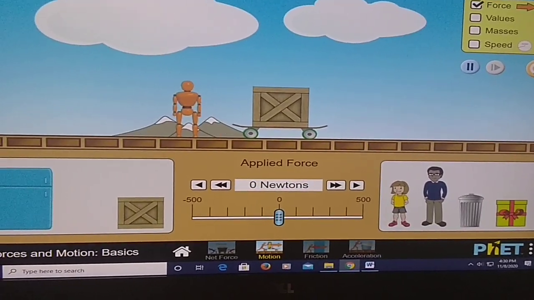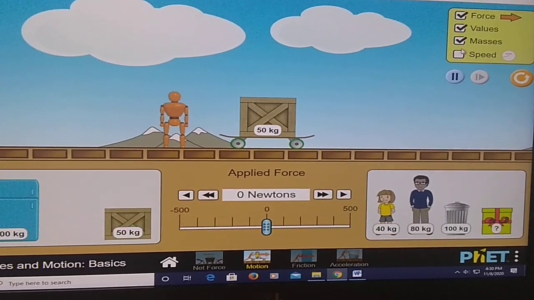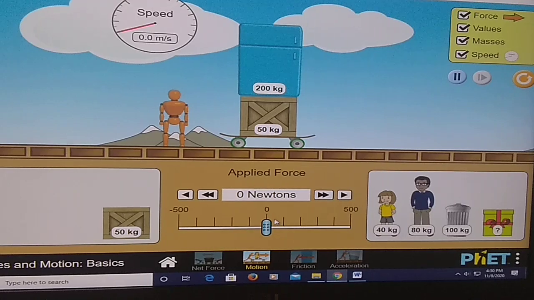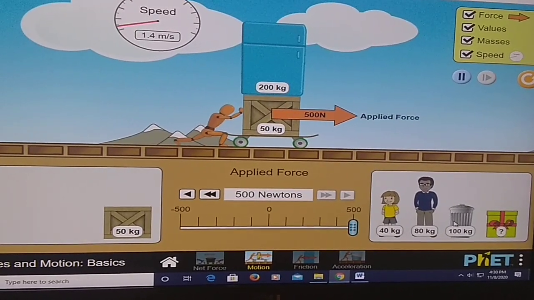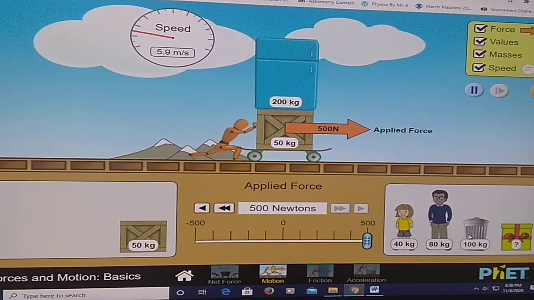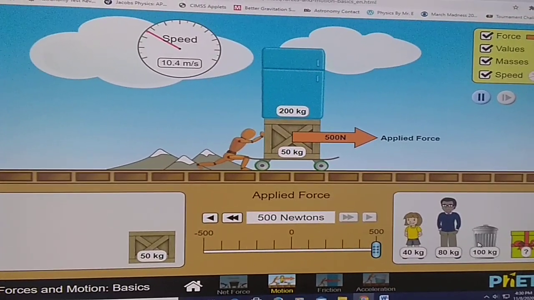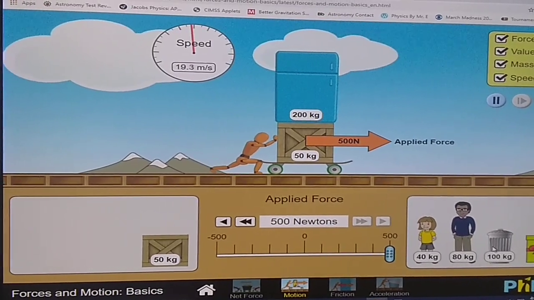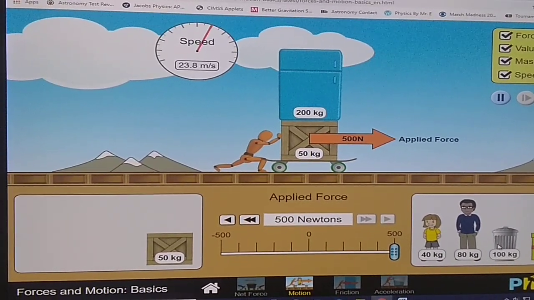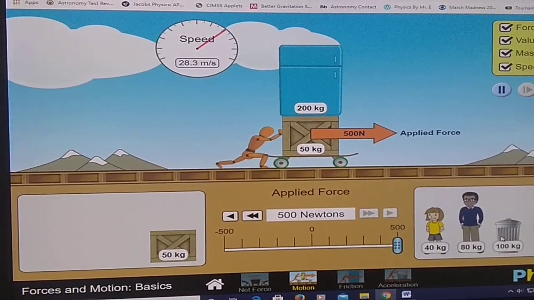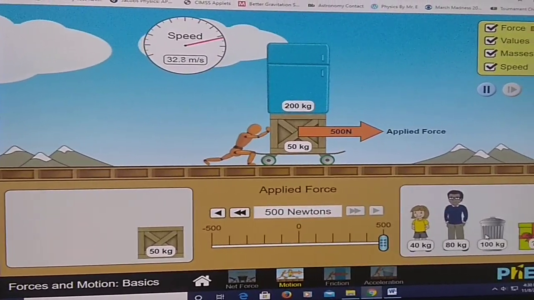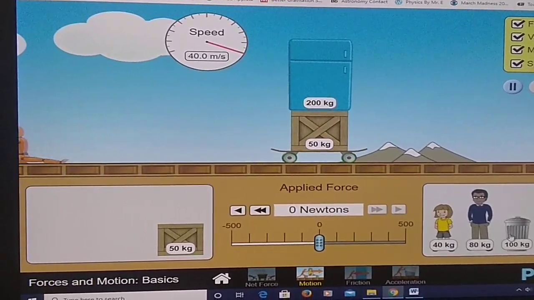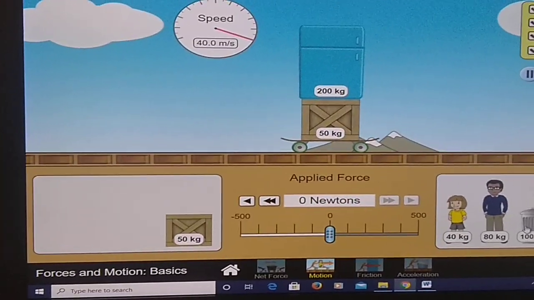Let's reset this. Let's check all of our boxes again. Now let's put some more mass on there. Let's make him push the refrigerator too. Notice how quickly the speed is changing this time. The increased amount of mass means that the speed does not change at as great of a rate. So the bigger the mass is, the smaller the acceleration is. We can still get up to the same speeds, we can still get to the same velocities, but it's just taking a lot longer to do so. The acceleration is simply smaller.